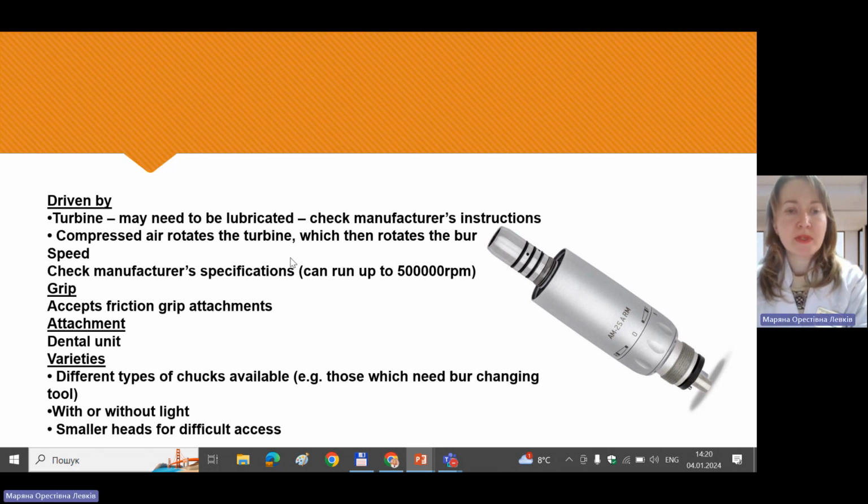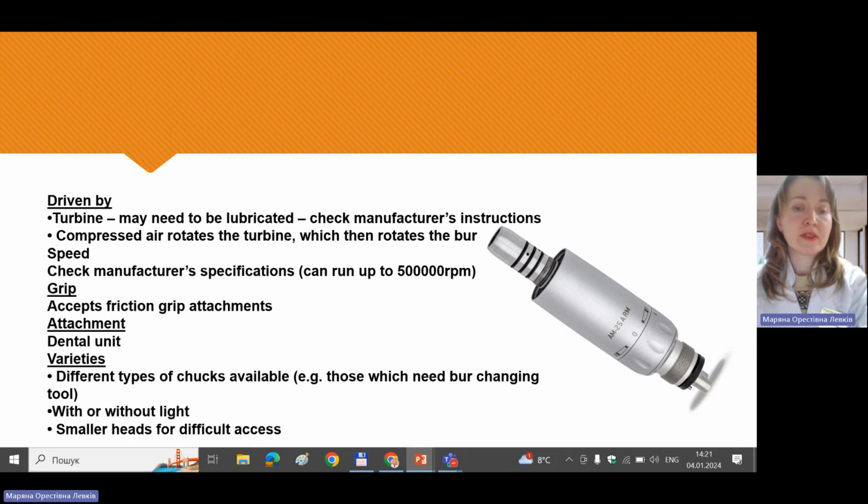A high-speed handpiece is driven by a turbine. It may need to be lubricated, but prior to doing anything, it is necessary to check the manufacturer's instructions. Compressed air rotates the turbine, which then rotates the burr. Usually, the speed of this type of handpiece is 500,000 revolutions per minute. It accepts friction grip attachments and it is connected to the dental unit.